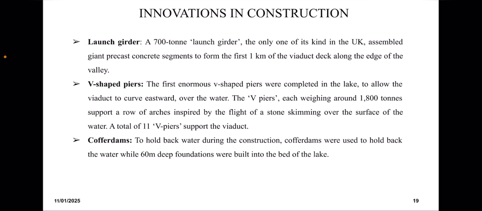The V piers, each weighing around 1800 tons, support a row of arches inspired by the flight of a stone skimming over the surface of the water. A total of 11 V piers support the viaduct. To hold back water during the construction, cofferdams were used while 60-meter deep foundations were built into the bed of the lake.